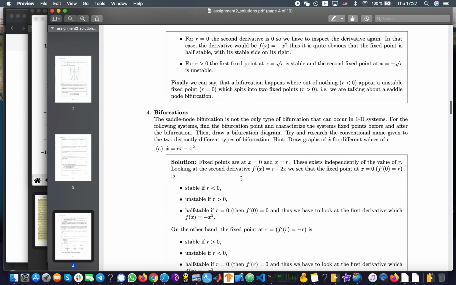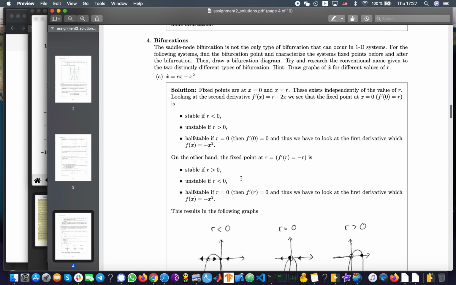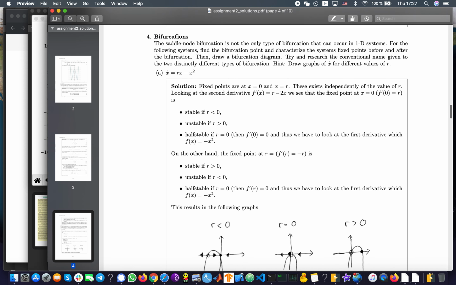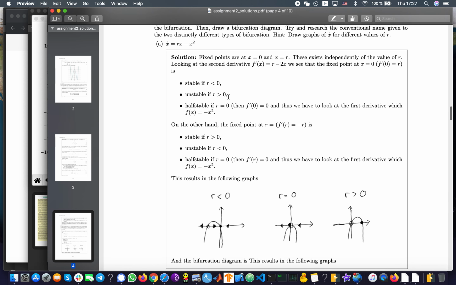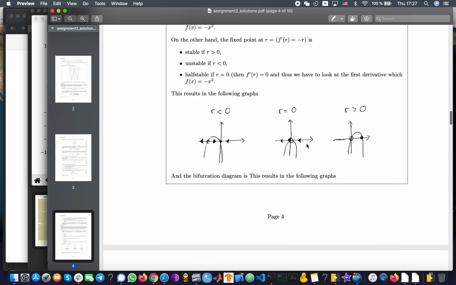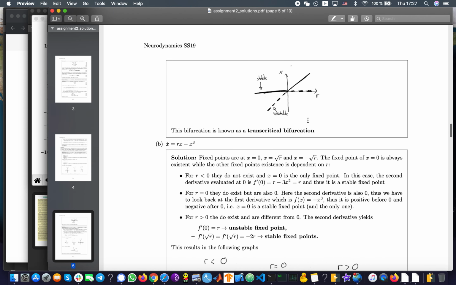So again, we actually talked about bifurcation in the practice sheets now. If your system has this kind of form, Rx minus x squared, which we talked about, for negative R and for positive R, and its stability, we had these diagrams as well. And this is the transcritical bifurcation diagram.